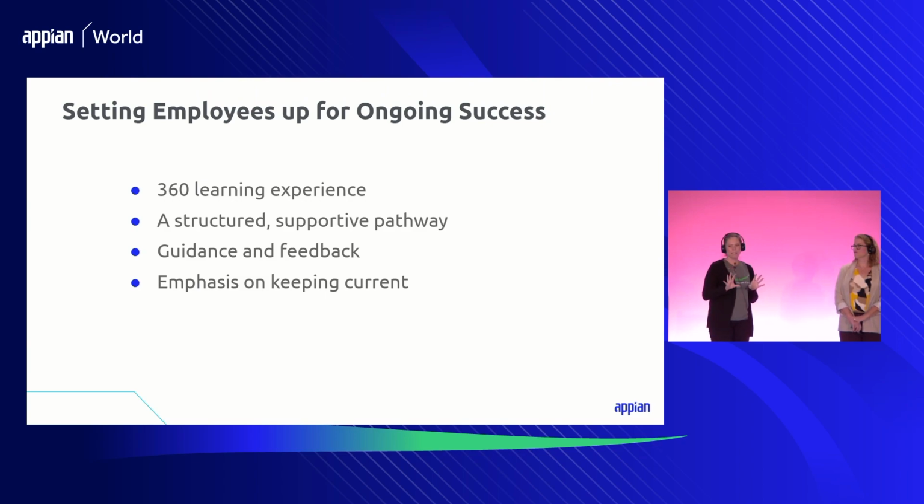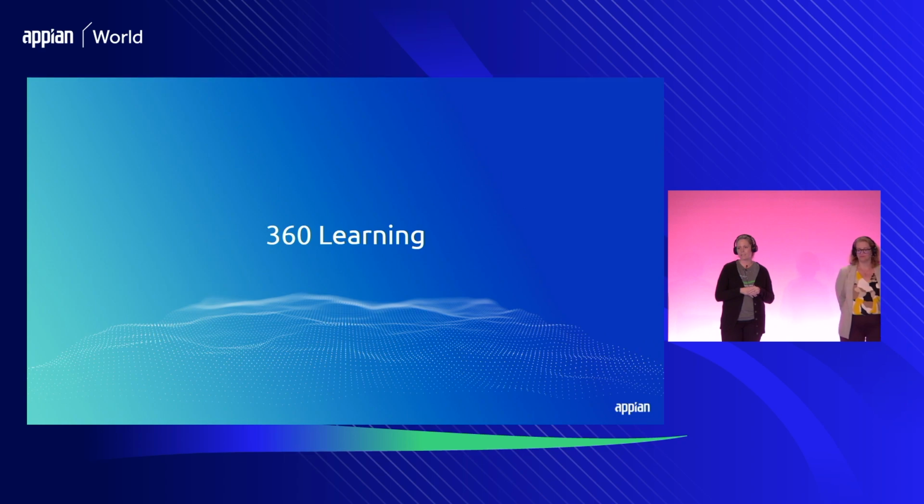Once you have that mental model in place, then you can move on to the structure and content of your learning program, which includes, we hope, and are going to try to persuade you, a 360 learning experience, a structured and supportive pathway for your employees, plenty of guidance and feedback along the way, and then an emphasis on keeping current. So we're just going to dive a little bit deeper into each one of these in the next segments.